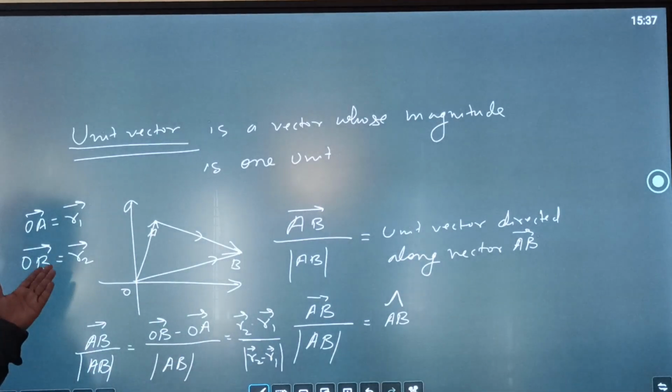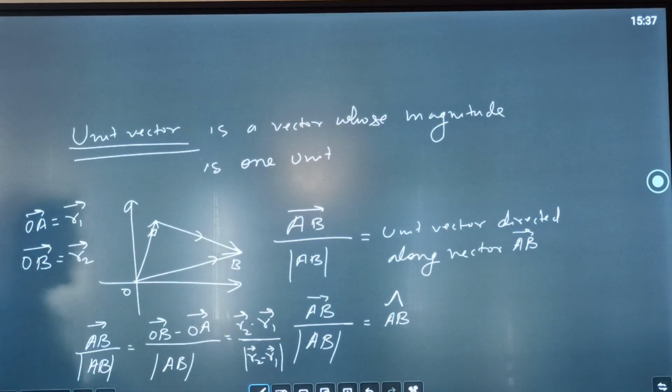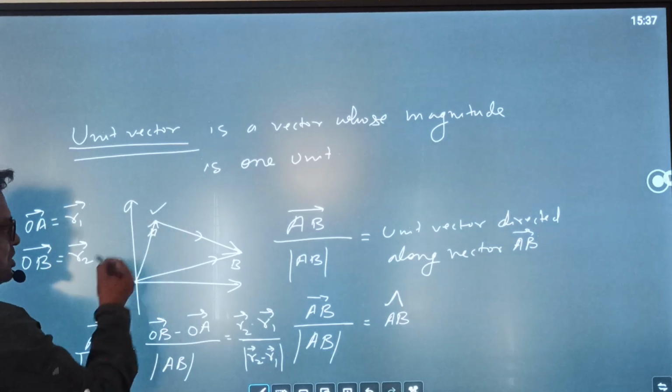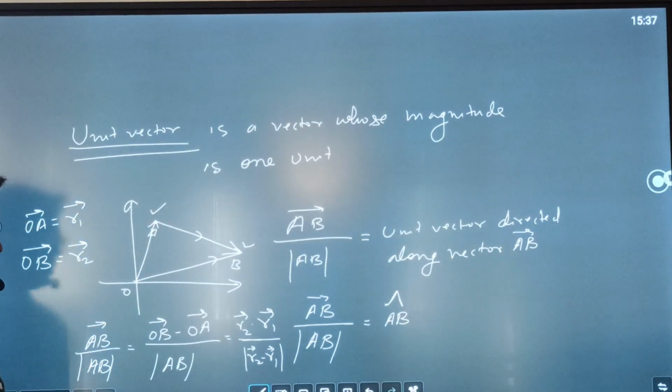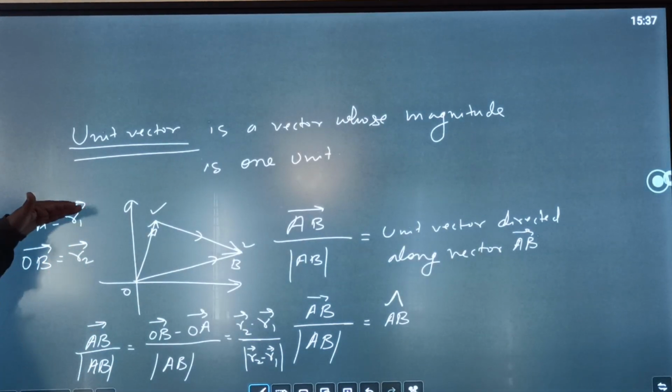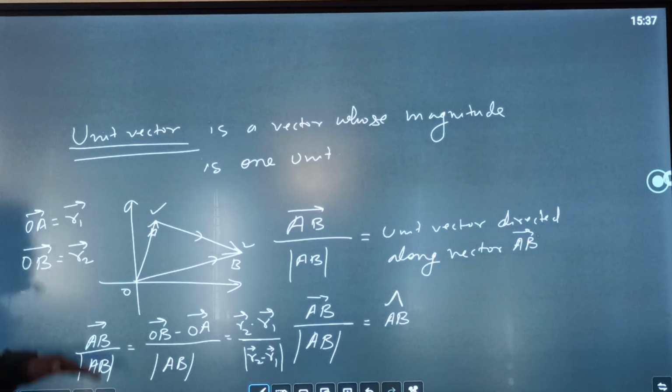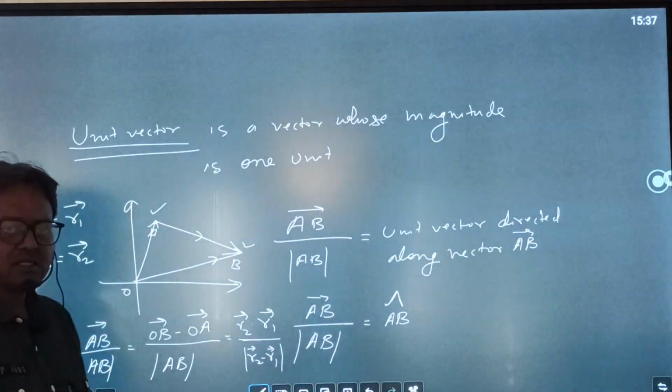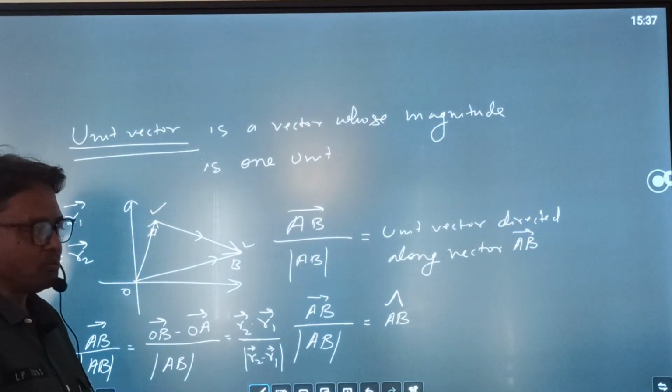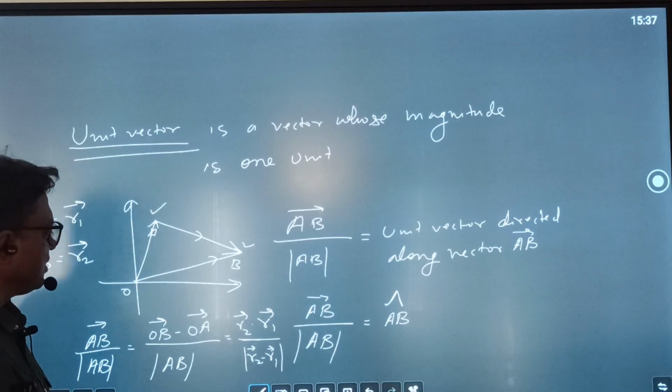All mean the same thing. Vector OA is the initial position vector; the particle initially was at location A and finally was at location B. So we term it the initial position vector also. One for initial and two for final. Generally we use the terms initial position vector and final position vector.